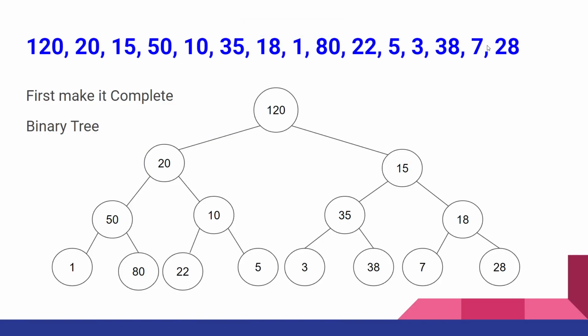Let us say we have some keys like 120, 20, 15, 50, 10, 35, 18, 1, 80, 22, 5, 3, 38, 7, 28. No number is repeated. Now, how many keys are there? 1, 2, 3, 4, 5, 6, 7, 8, 9, 10, 11, 12, 13, 14, 15. So 15 elements or keys are there. So using all these, I have to go for the heap sorting.